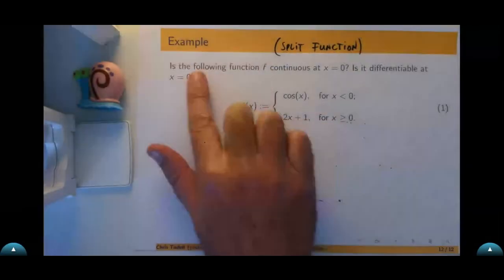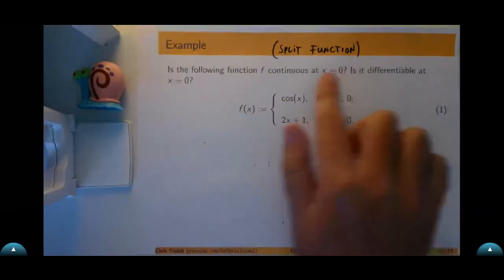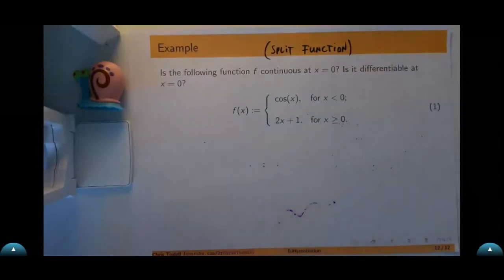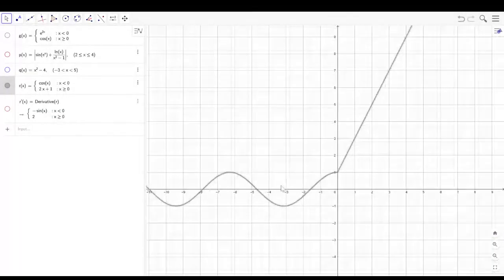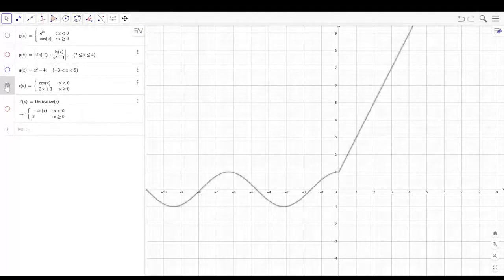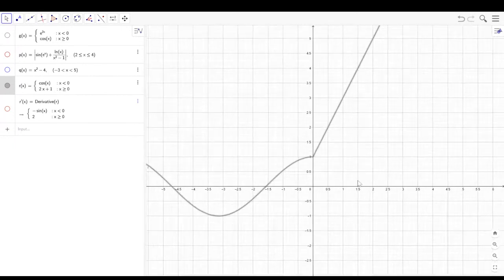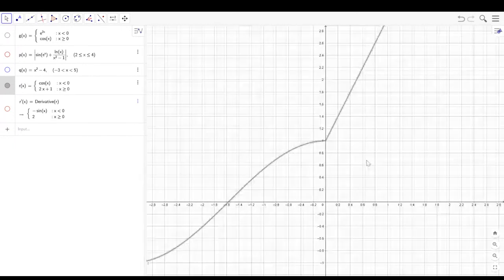All right, so two parts. Is the function continuous? Is it differentiable at these two points? All right, so let me go to GeoGebra and share. Let me zoom in. Here it is, people. So just by looking at the graph, is the function continuous at x equals 0? Yes or no? Who can tell me?